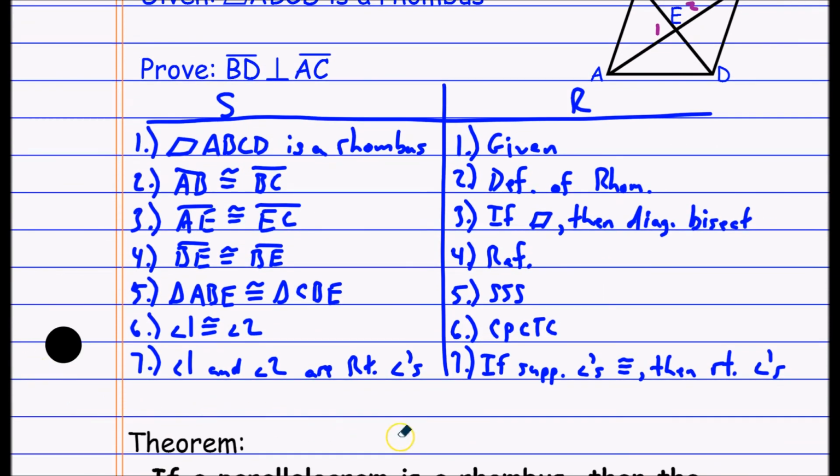And so now I'm pretty much done here. I just have to do the proof statement. Now I know that BD is perpendicular to AC, and that's just the definition of perpendicular lines, is that two lines that form a right angle, and I've established that they're right angles in the previous step. Definition of perpendicular. Okay?